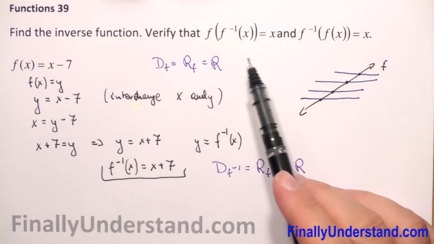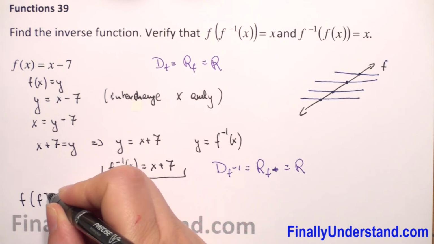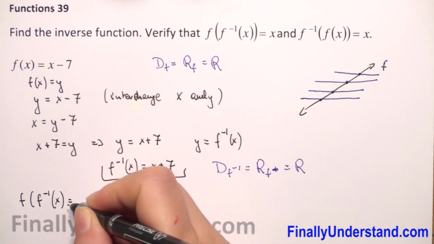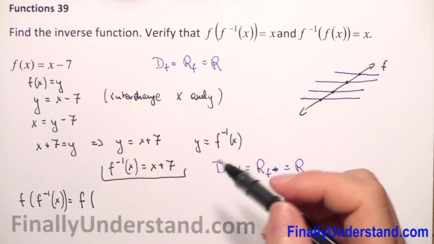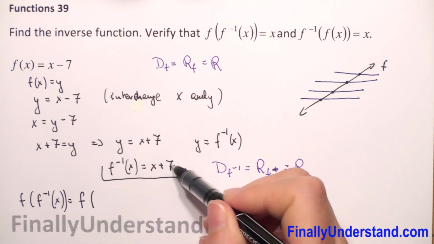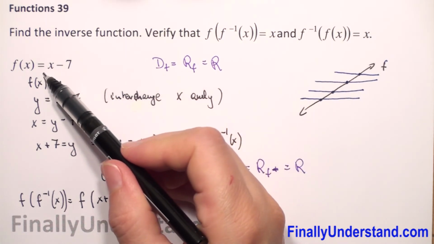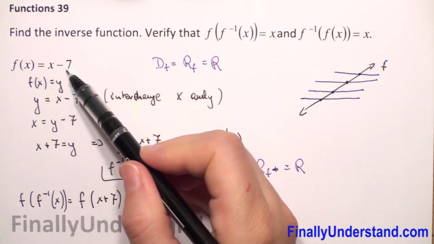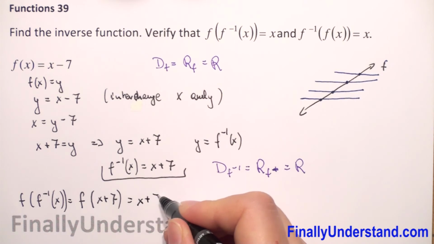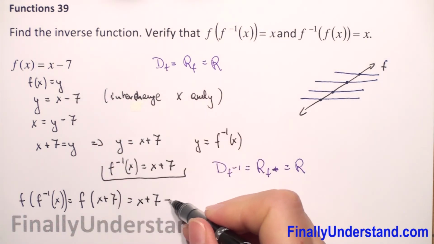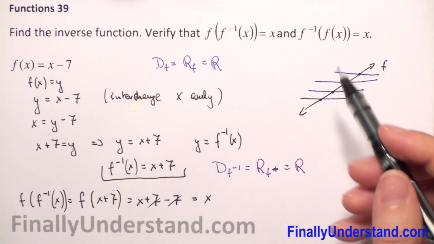And now we have to check these two compositions. So f of the inverse function of f is equal to, we copy f, we substitute our inverse function x plus 7 for x. We calculate that this is x plus 7. And now we go to the formula of our function, this is x minus 7. So x we just substitute by x plus 7, and we copy negative 7. 7 and 7 we reduce, so this is x. So the first composition is true.